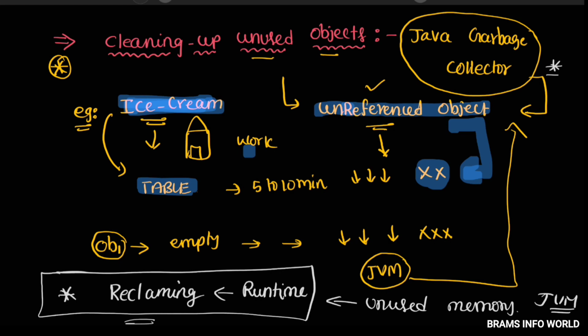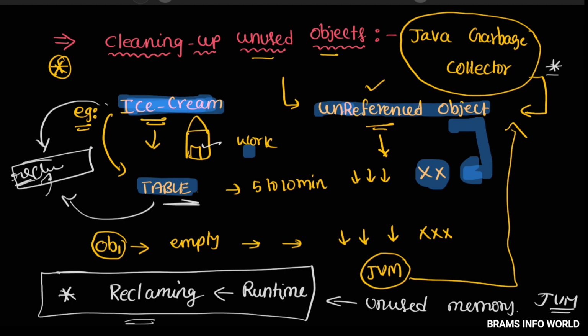That means whenever you have some work, you keep the ice cream in the refrigerator. That is nothing but reclaiming. You want to eat ice cream at home, but unfortunately, due to some work, you keep that ice cream in the refrigerator. In a similar manner, you create one object called OB1.